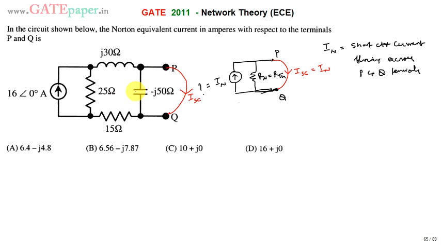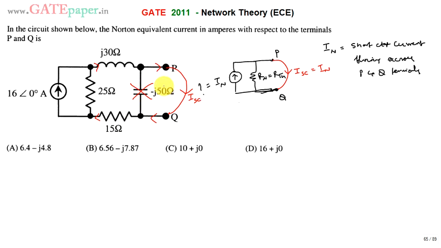Whenever this is shorted, this capacitor doesn't have any effect, because current always goes through the short circuit. Short circuit means zero resistance. Zero resistance means no opposition. So the entire current, whatever current is coming through this J30 ohms, flows into the short circuit, and it flows into this 15 ohms, and it never goes into this capacitor.